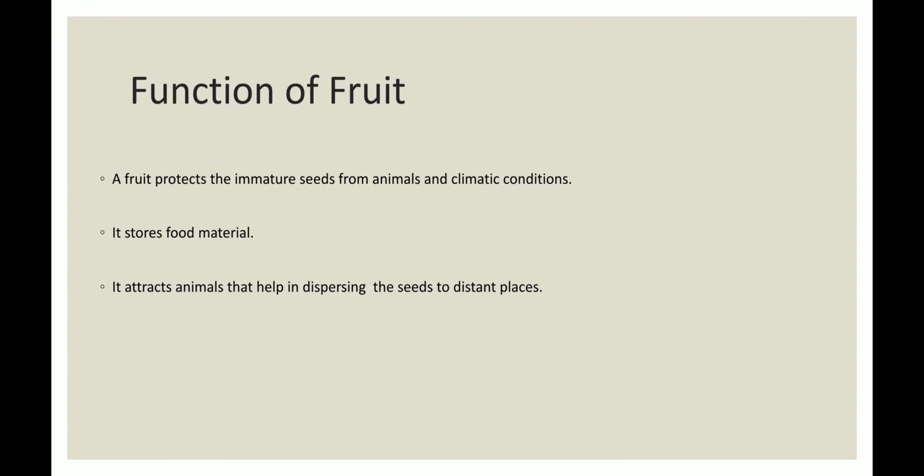And fruit stores food material, that is why we eat fruit, because it stores food material. And it attracts animals that help in dispersing the seeds to distant places. Means the fruit smell or the fruit color attracts animals and helps in dispersing the seeds. When the animal eats that fruit, the seeds are dispersed through the animals.